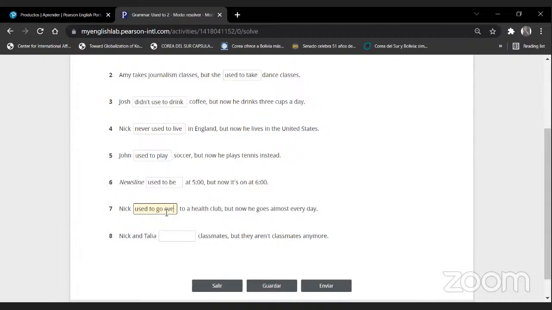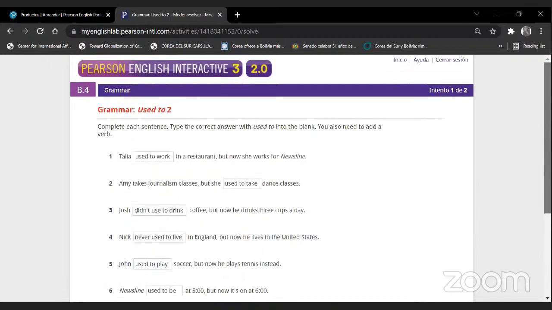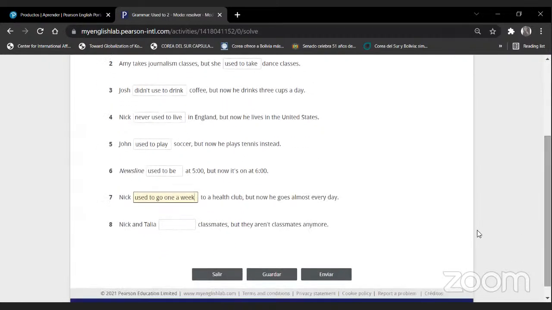No, used to go. I don't know if I can add something like this, because the instruction says the verb, but I don't think it makes sense. No, it's not necessary an extra complement, only the verb. Okay. Yes.